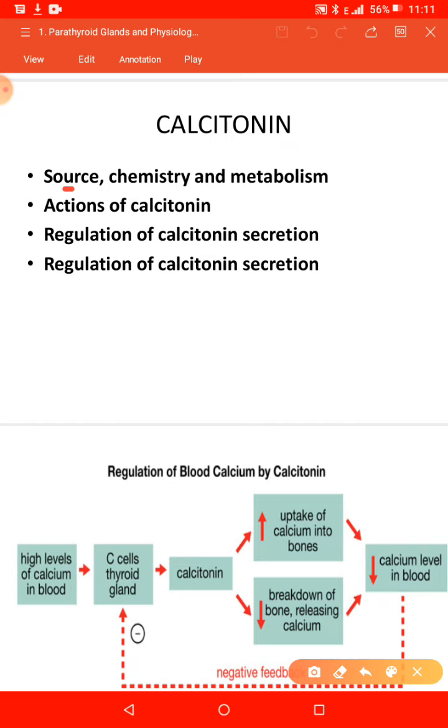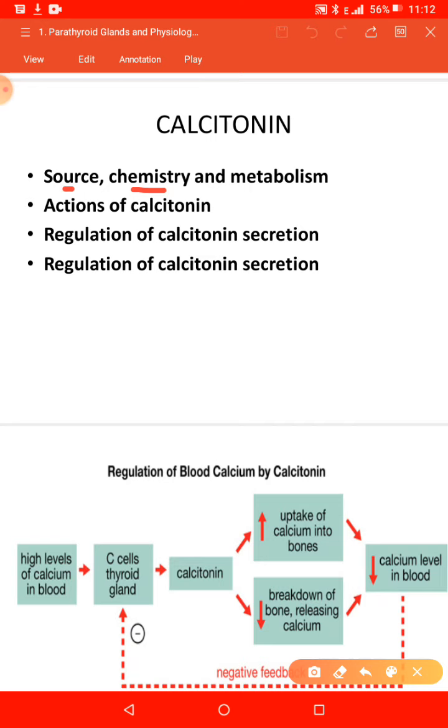So we saw that parathyroid hormone is secreted by the chief cells. But calcitonin is secreted by the C cells, or the clear cells, or you can call them the parafollicular cells. In terms of chemistry, this is also a protein. Remember, hormones can either be steroid hormones, proteins, or amines made up of tyrosine. But calcitonin is a protein hormone made up of 32 amino acids.